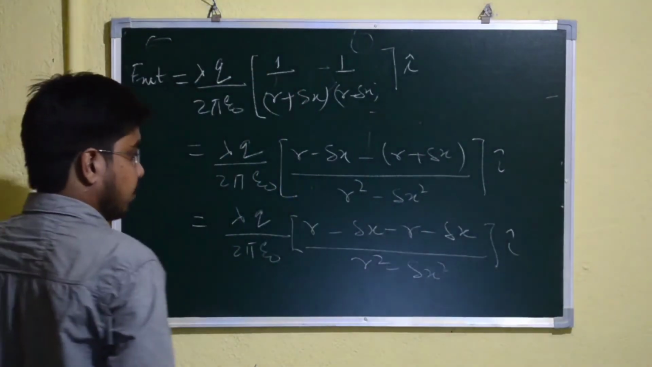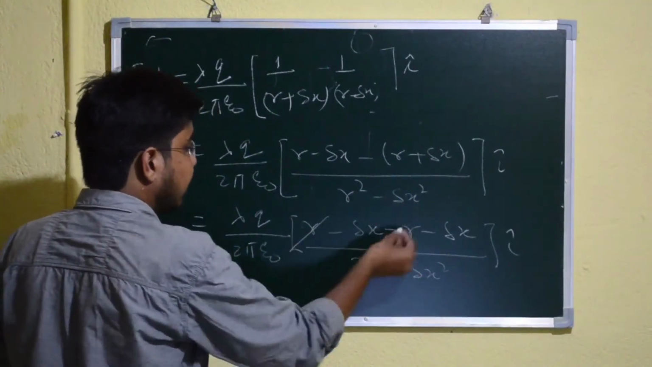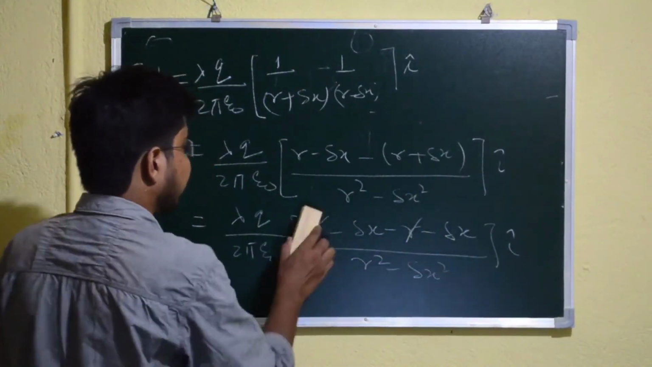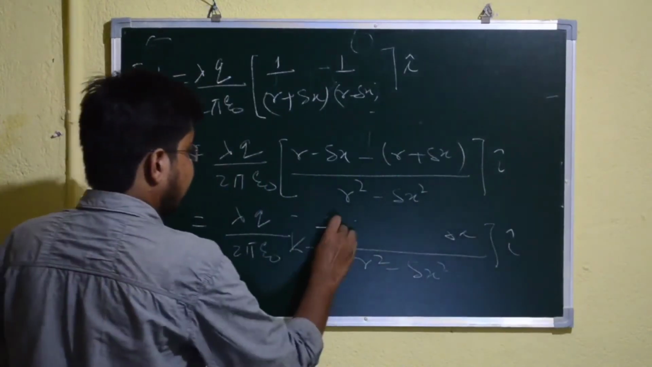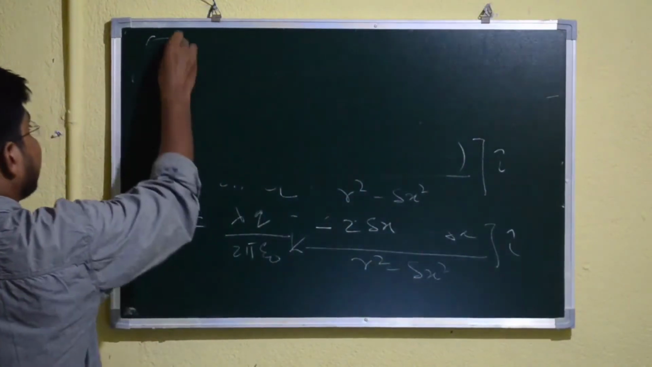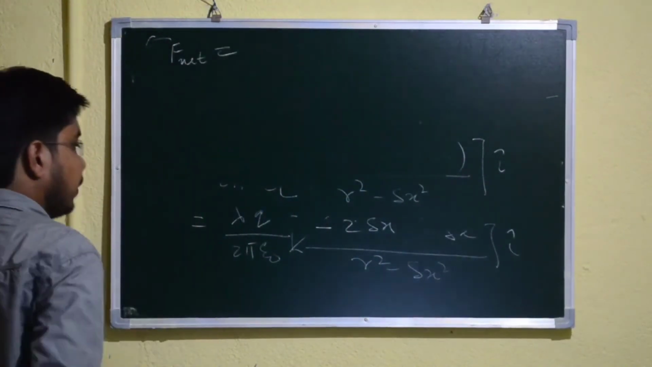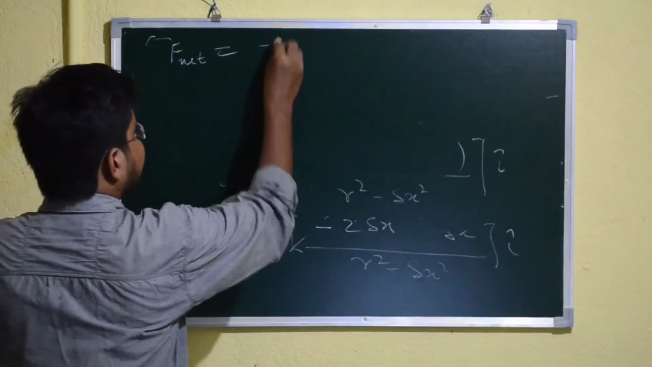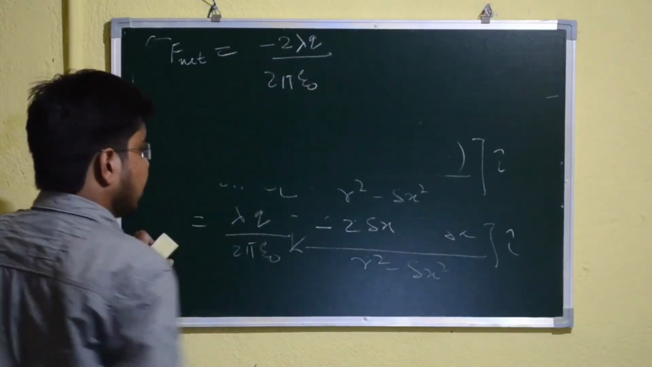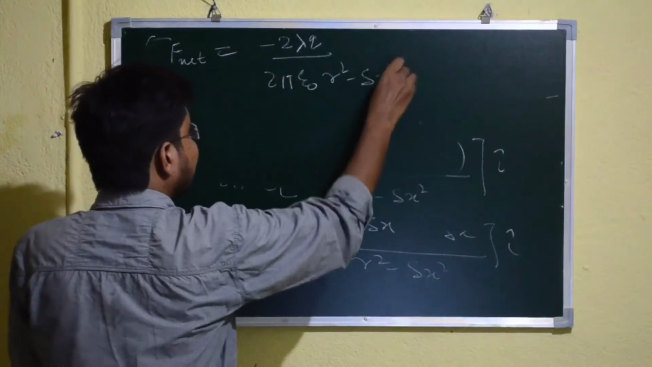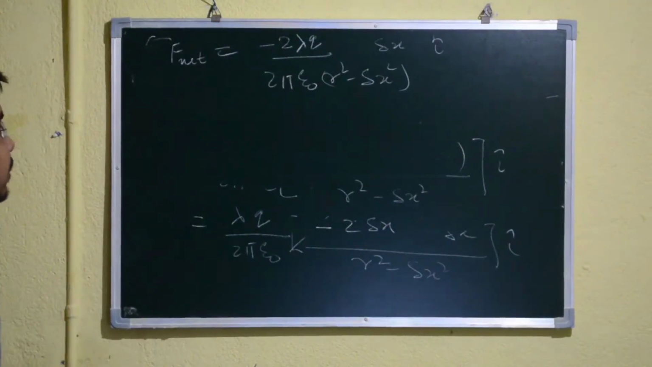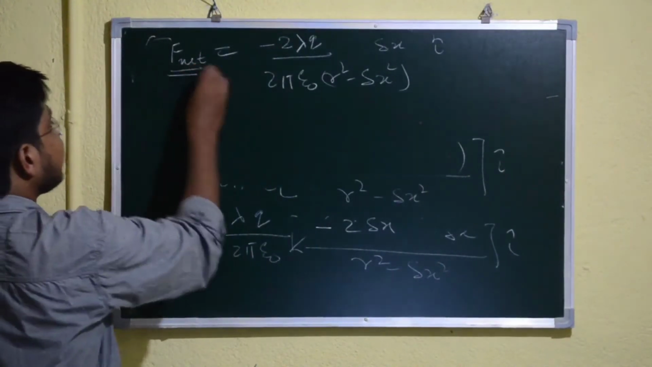Now we can simplify these terms. Plus r and minus r cancel out, and we are left with the terms minus delta x minus delta x. It means minus twice delta x. Then the net force on the plus charge will be minus 2 lambda q delta x by 2 pi epsilon naught (r square minus delta x whole square), times i cap.